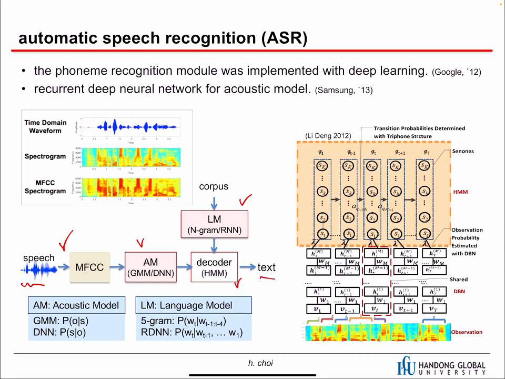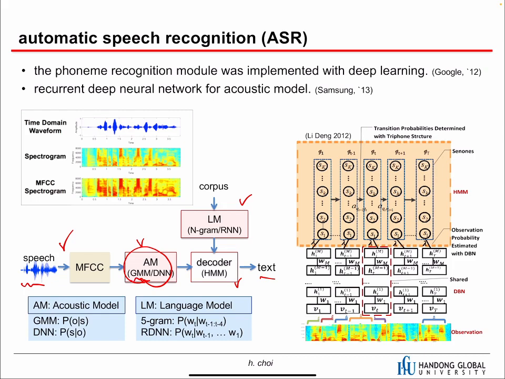But in 2009, Geoff Hinton actually met speech recognition researchers at Microsoft, and they took this idea. They applied a deep neural network to replace the acoustic model. Before deep learning, the acoustic model was based on the Gaussian mixture model. They replaced this Gaussian mixture model with a deep neural network, and then they improved the performance.